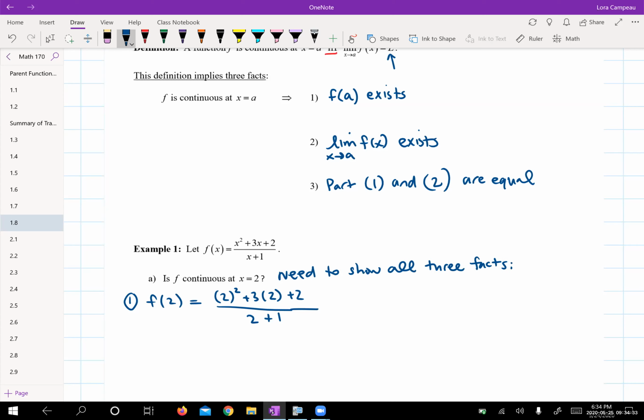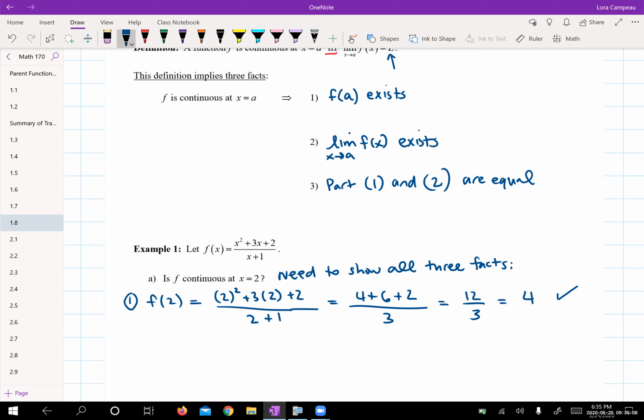So let's continue to simplify this. I'll go horizontally. 2 squared is 4, 3 times 2 is 6, then we have a 2, and then 2 plus 1 in the denominator is a 3. If we add up everything in the numerator, we should get 12 over 3, and then if we simplify, we're actually getting a number. And so we've just verified, yes, the function evaluated at 2 exists. It's actually equal to 4. So item number 1, we're good to go.